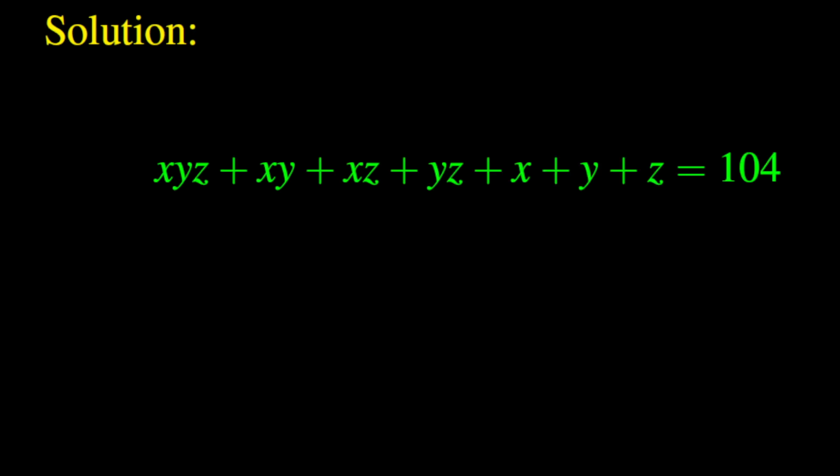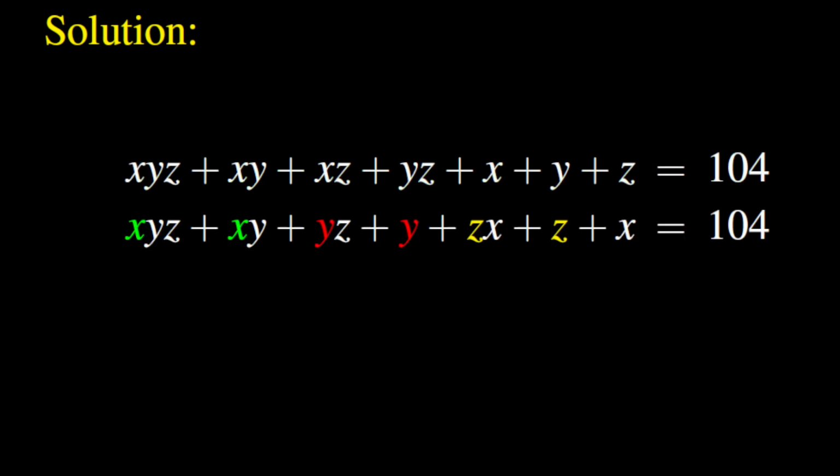Okay. Let's see how we can approach this problem. The first thing we should do is to try to simplify the expression by factorizing. I group these terms carefully and highlight the common factors I want to factor out. So the term xyz is grouped with the term xy, then the term yz is grouped with y, and then the term zx is grouped with z. We finally have one remaining term x which is left alone.